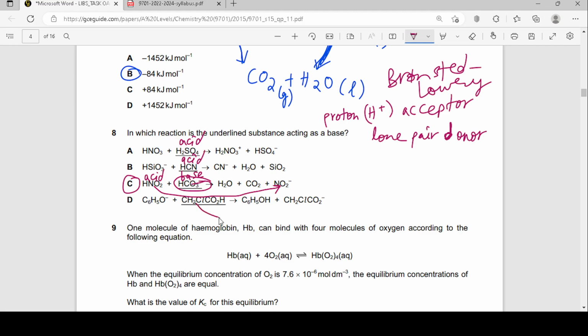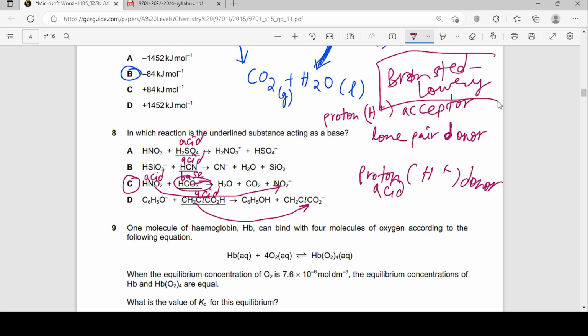And if you look at the last option, again, over here CH2ClCOOH is losing an H+ to form CH2ClCOO-. If it's losing an H+, that means it's an acid, right? Because it's a proton H+ donor. That's what an acid is. Or you could say a lone pair acceptor according to the Lewis acid-base theory. But in the Cambridge syllabus, we have Bronsted-Lowry acid-base theory only. So the answer is C.